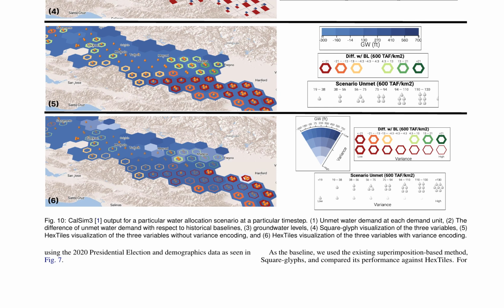The comparison highlights the advantages of HexTiles in encoding and visualizing complex, high-dimensional data, particularly in capturing spatial relationships and variability. The use of variance encoding in HexTiles further enhances its ability to convey nuanced information in the data. The results underscore the potential of HexTiles as a valuable tool for exploratory data analysis and visualization, outperforming the existing superimposition-based method, square glyphs.